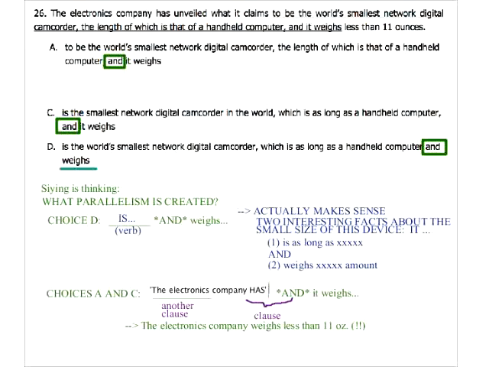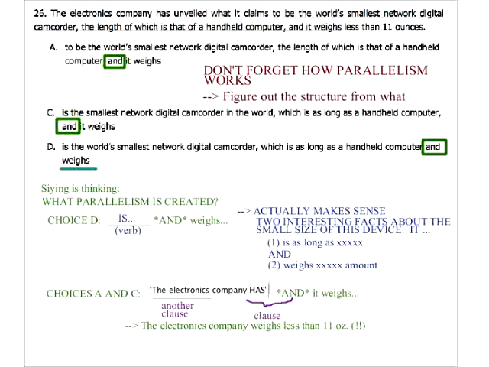And this is the other aspect of AND, that AND creates a parallel structure. So when you see it, you should not neglect these basic mechanical forms of parallelism. Now remember, when you're looking at a parallel structure, the basic deal here is don't forget how parallelism works. Let's type that up there. Don't forget how parallelism works. Meaning that you have to figure out the structure from what follows the signal.